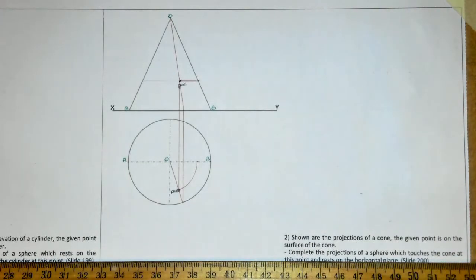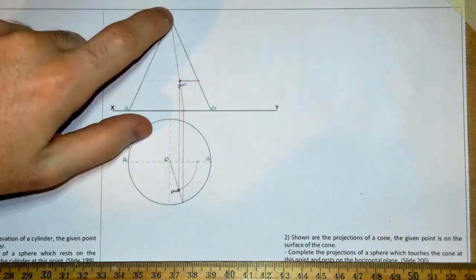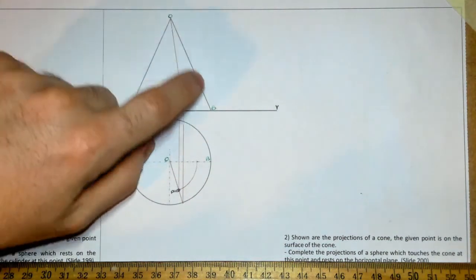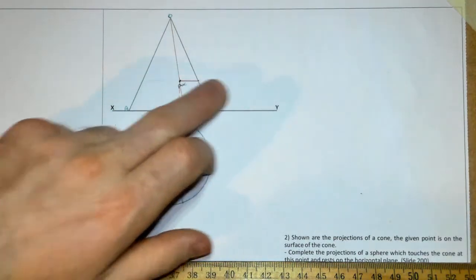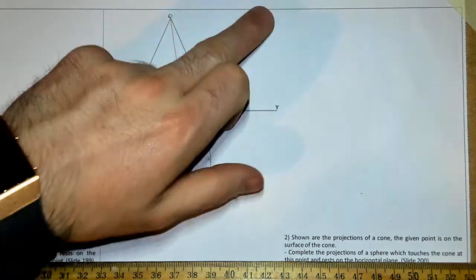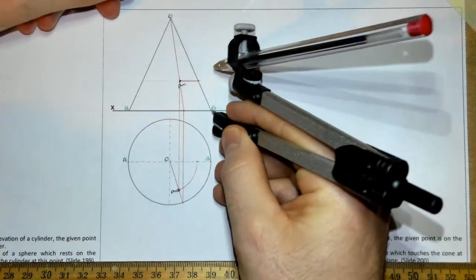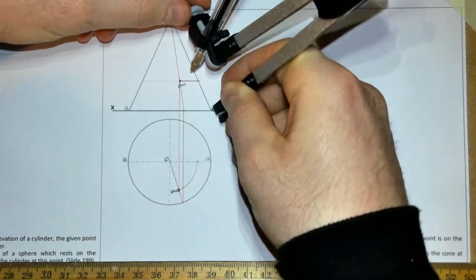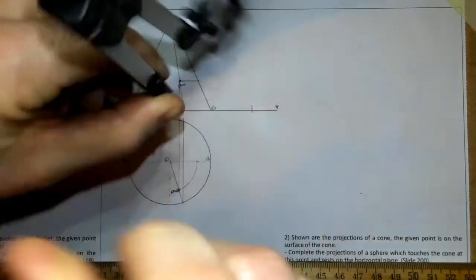The method we used the last day when we did a similar question is that a sphere will touch both the extreme generator, the line OB, and the XY line, anywhere along a bisected angle here. So our bisecting angle is OBY. So I'm going to bisect that angle.